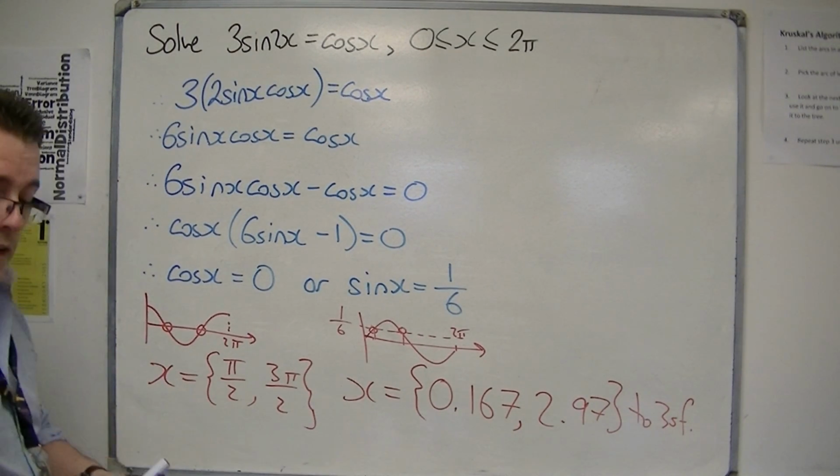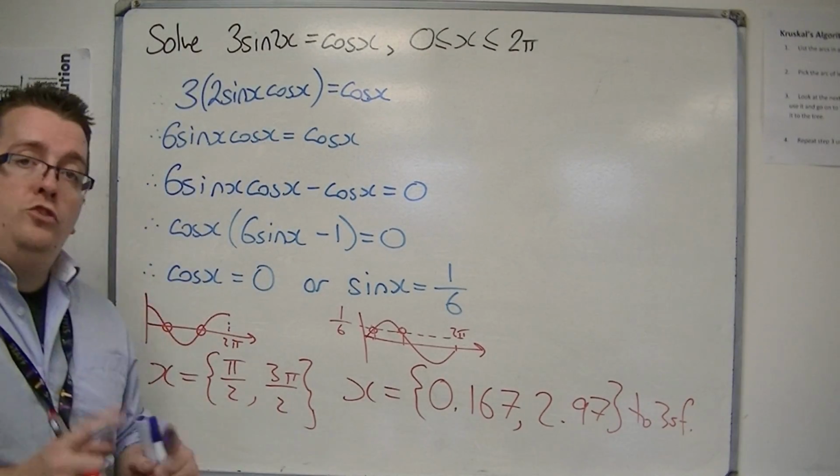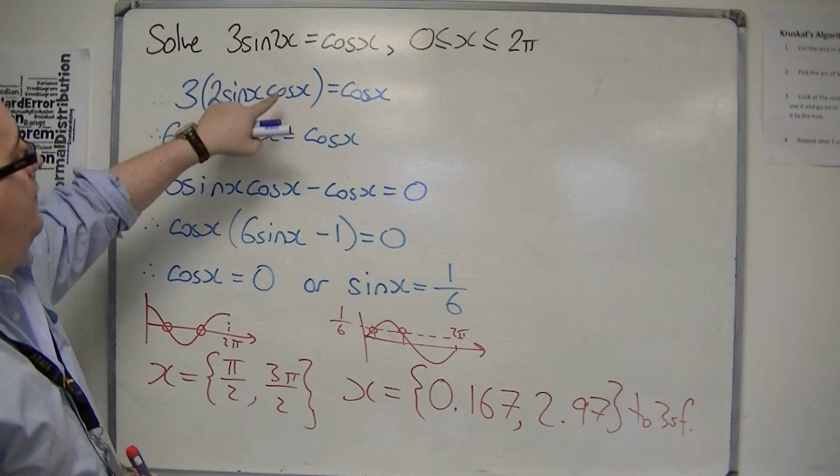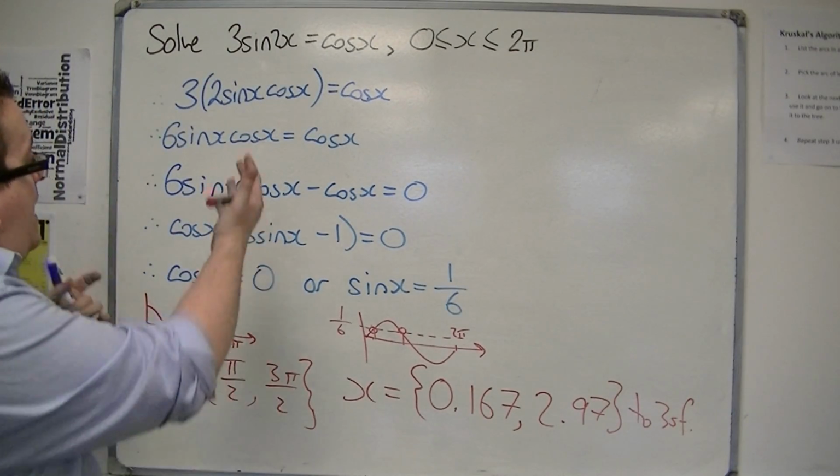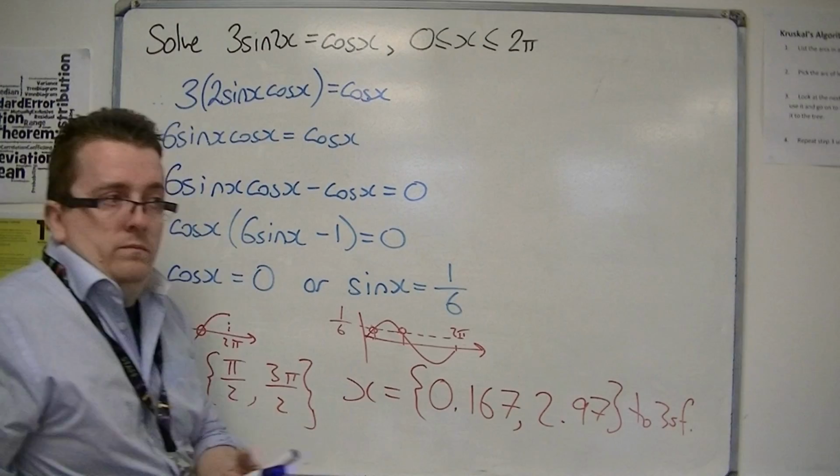Okay, so really, these types of questions will just get you to use one of the trig identities to swap sine 2x or cos 2x, and then solve what you get afterwards.